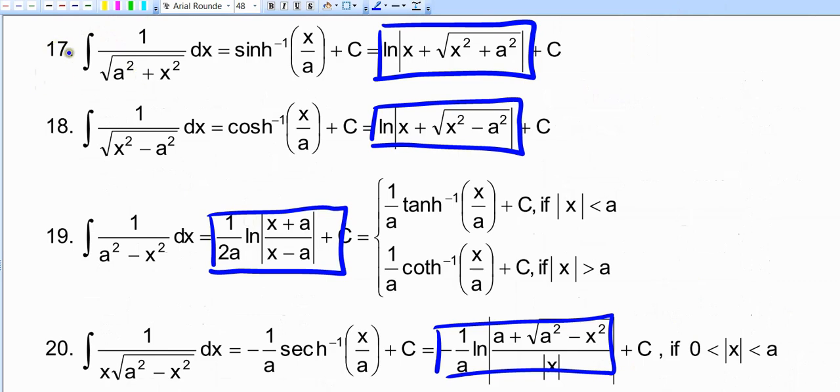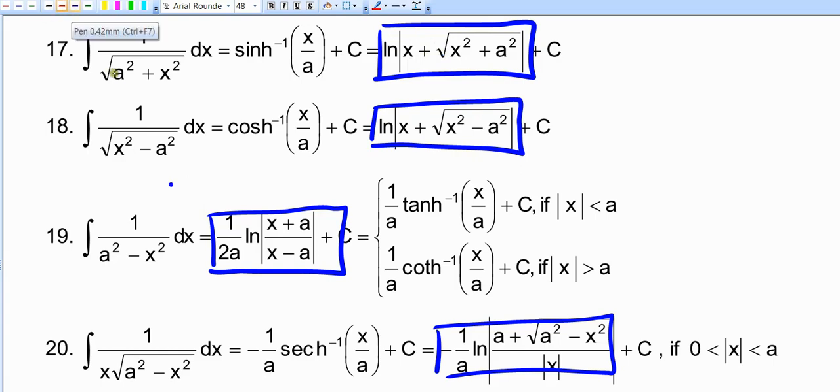From number 17, the integral of 1 over the square root of a squared plus x squared dx equals inverse hyperbolic sine of x over a plus c, or it can also be written in terms of the theorem, which is ln of x plus the square root of x squared plus a squared plus c. Now we want to extract the formula for differentiation of inverse hyperbolic functions. This is what you need to do.